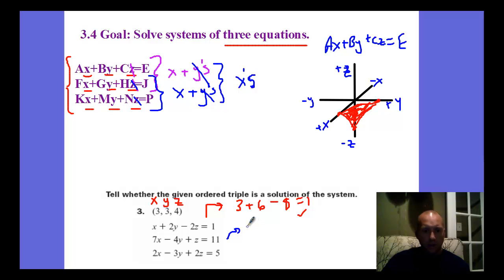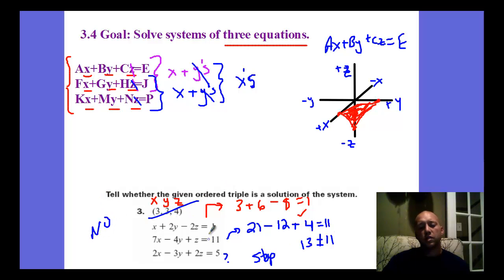So I need to try it for the second equation. Same thing, 7 times 3, 21, minus 4 times 3, 12, plus 4 equals 11. That doesn't work out, so you get 9 plus 11, so 13 does not equal 11. So right there I can stop. I don't need to even check the third equation. I don't care about the third equation. It already is not a solution. No, it's not a solution to the system. So that's just checking points to see if they are solutions.